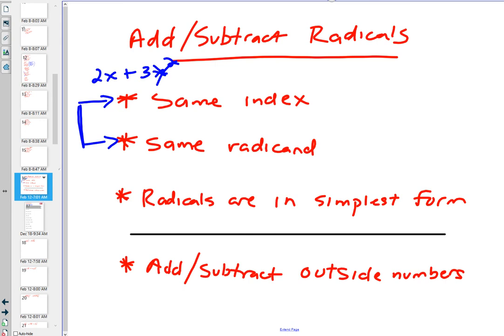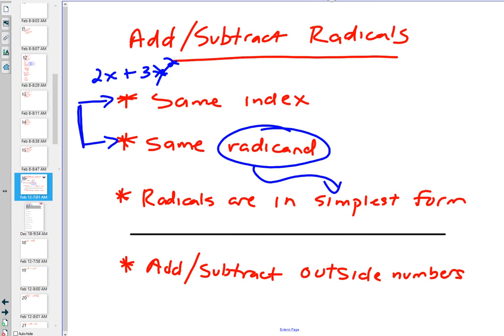Now, even though we can't fix the index, it is possible, it may or may not work, and it's going to vary. But if the radicand is not the same, you might be able to make them the same by simplifying. If you simplify them, they might become the same. Not always, but sometimes.